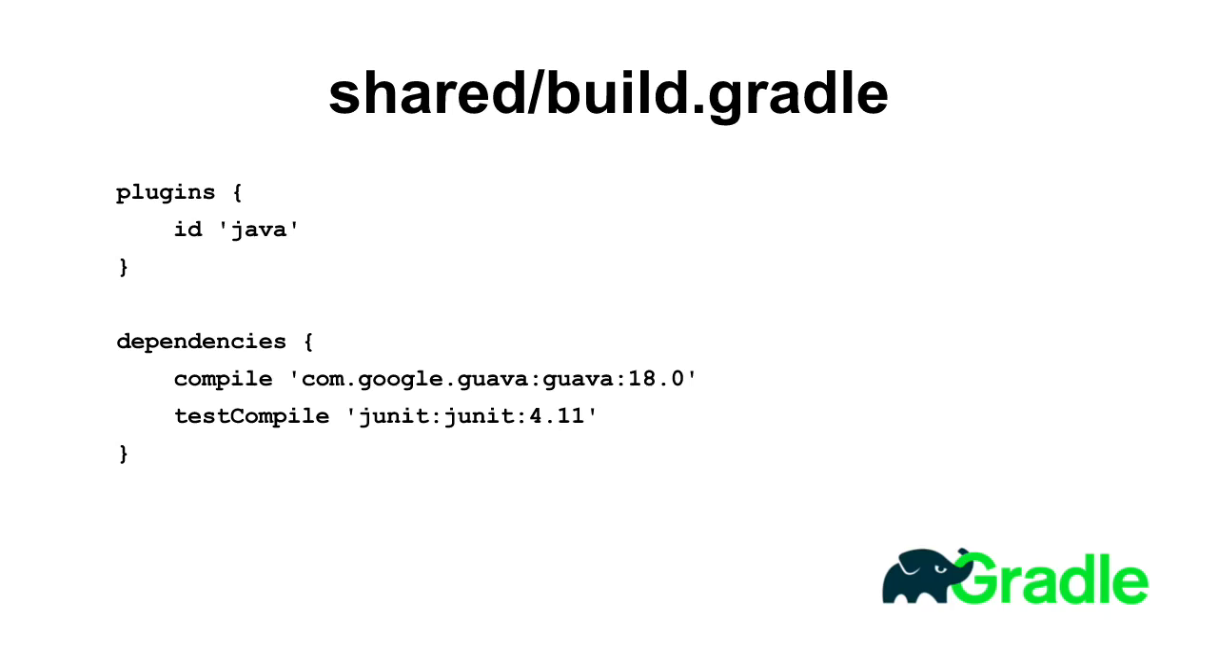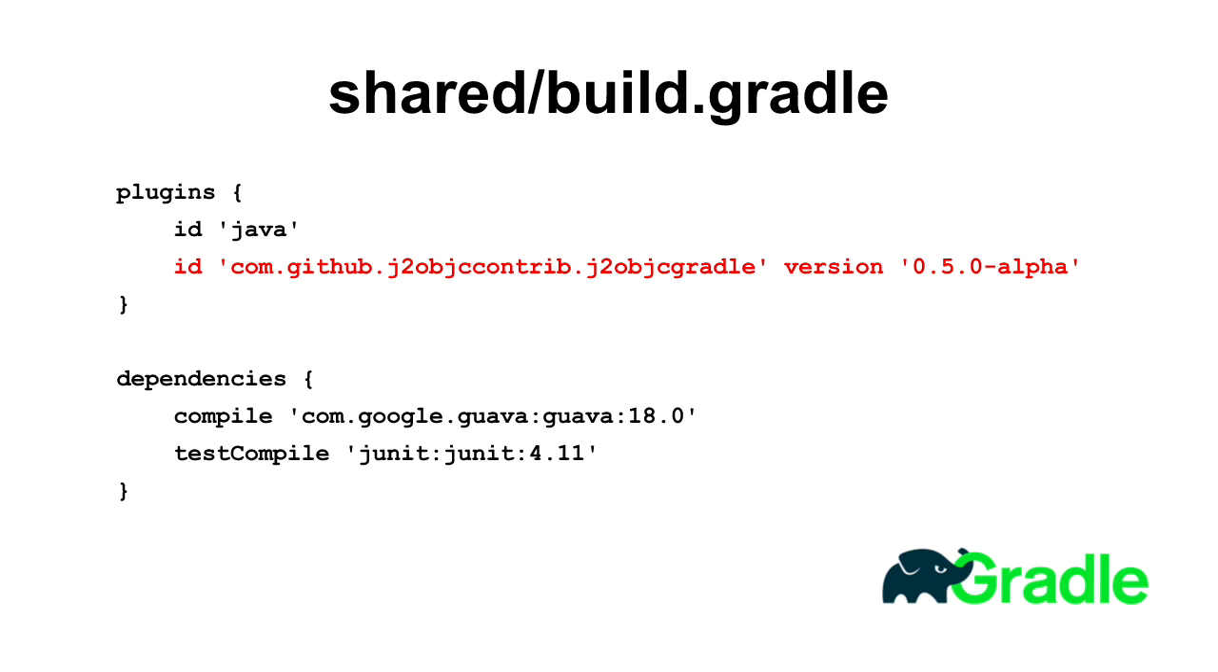Now, once you've done that, in the shared project, you've got your straightforward Java plugin, you've got a few dependencies, and this is really where you have to pay attention because there's going to be a lot of code coming up. So to start using this is what you do. If you only ever remember one line from this talk, that's your starting point.